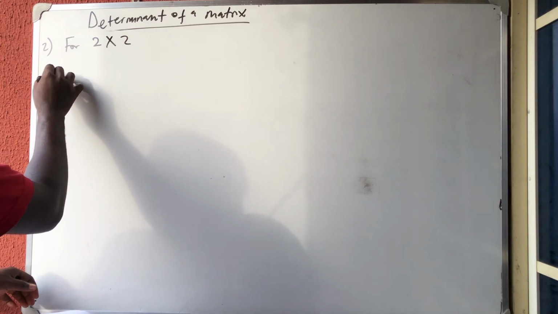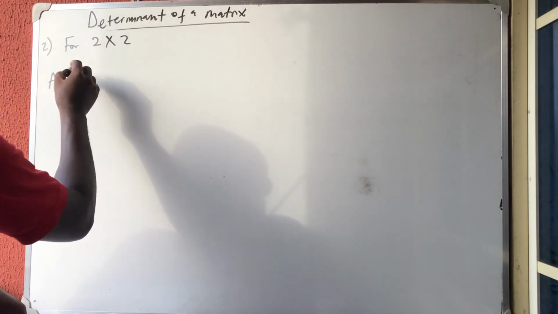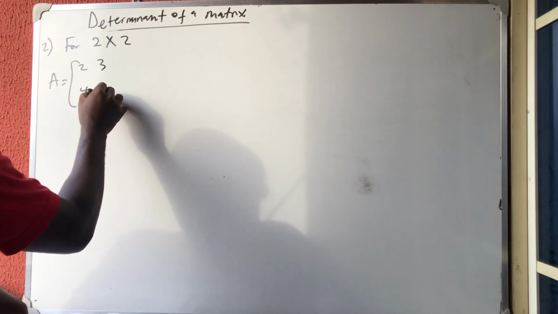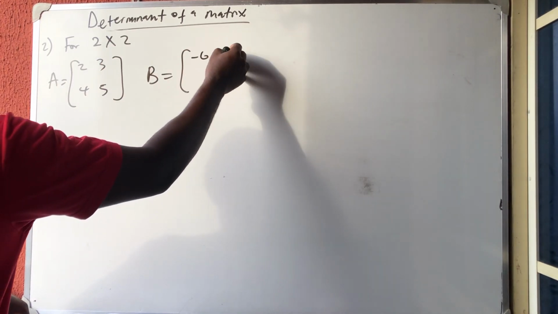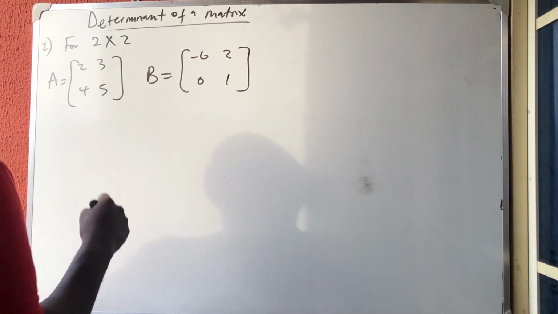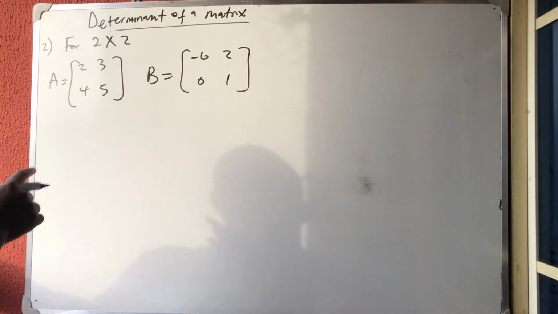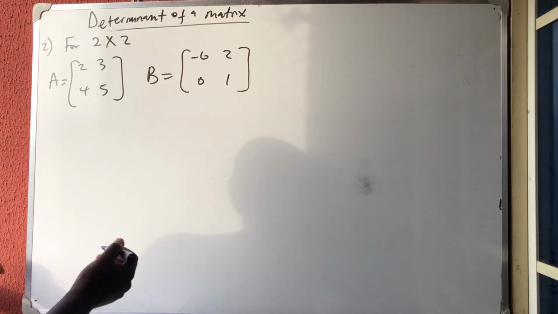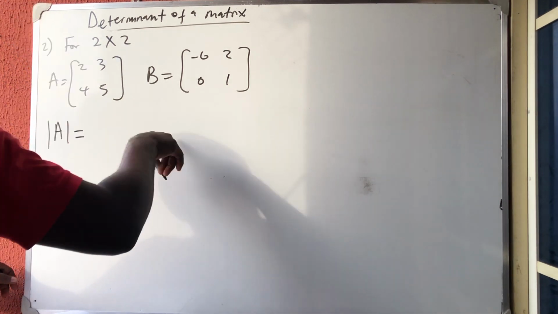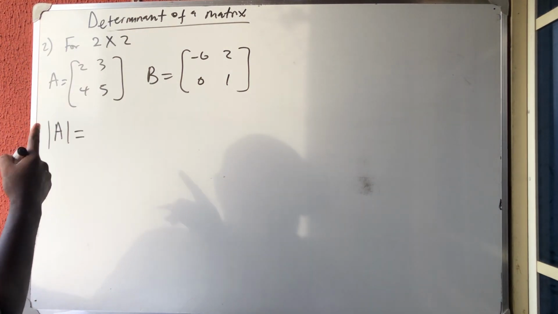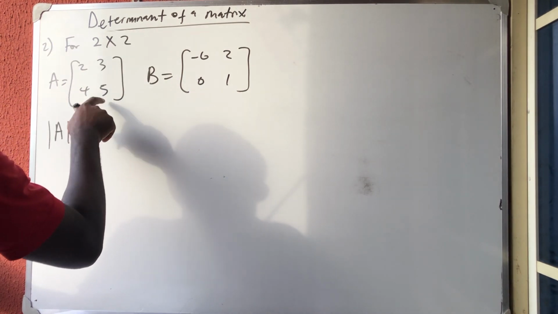Okay, if A is equal to 2 by 2 matrix, I'm having maybe 2, 3, 4, 5, and then B is equal to maybe -6 to 0, 1. Okay, now the determinant of this is just left minus right. Just no left, right, that's all. So the determinant of matrix A is simply left, right. Don't say like right, left, you have failed it. Left first before right.